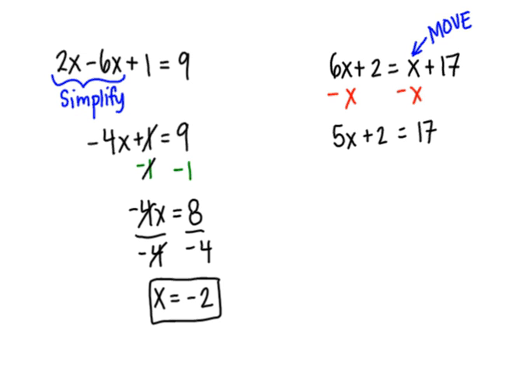To solve it from here, remember I have to move the 5 and the 2. We move the 2 first. Right now the 2 is being added, so the opposite of add is to subtract. I'm going to subtract 2 from both sides. So 5x would equal 15. I'll divide both sides by 5 to get the x by itself, and x would equal 3.